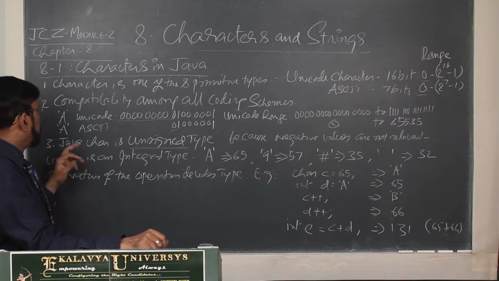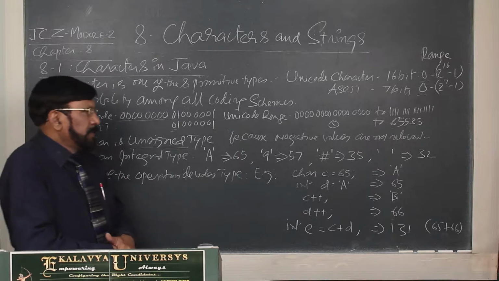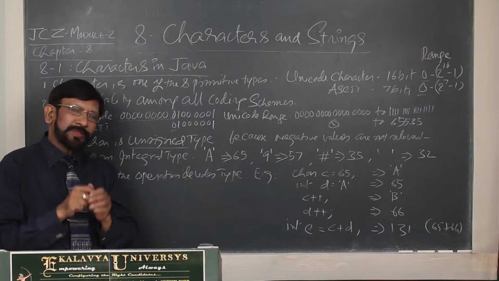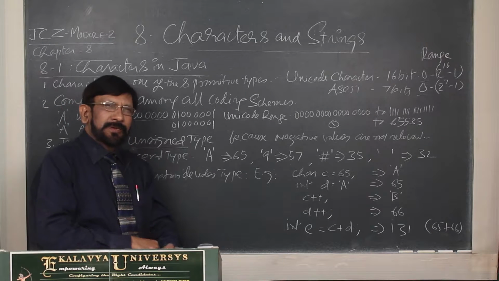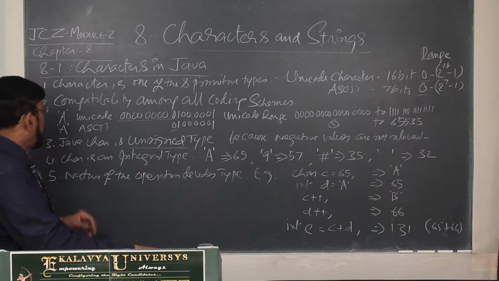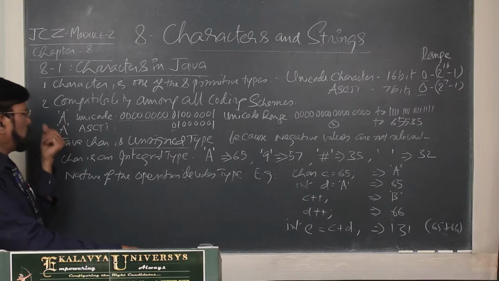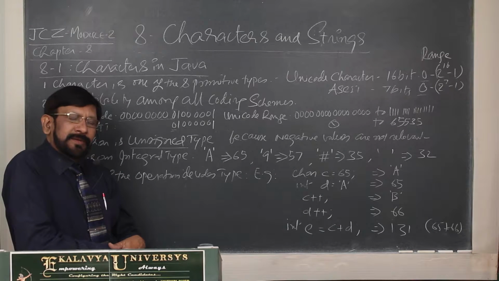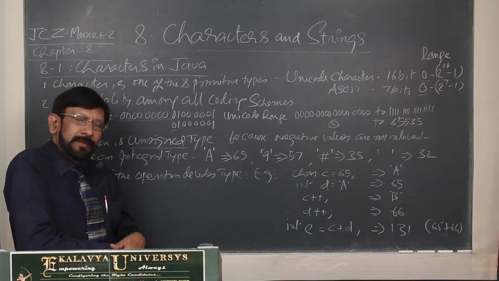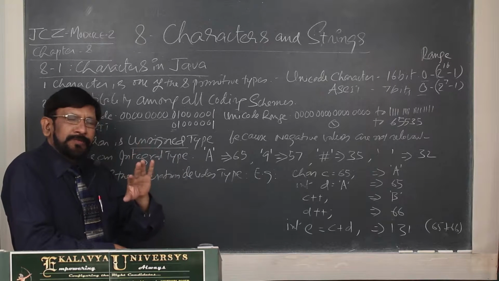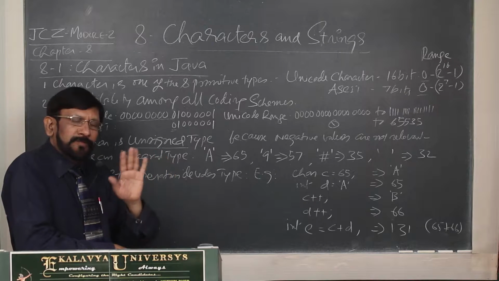Next thing, you may get a doubt about how these are stored in memory. If I explain generally, you may not grasp it, so I am explaining through an example. Suppose we take character A. The binary pattern of character A is 1 followed by 5 zeros and 1.